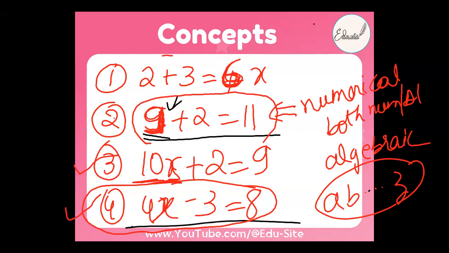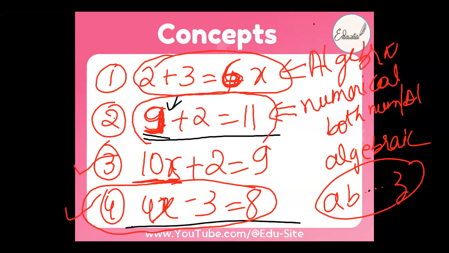Okay, what about this one? 2 plus 3 is equal to 6x. Is it an algebraic equation or numerical equation? It's algebraic. Yes, it's an algebraic equation. So this is how you recognize an algebraic equation from the numerical equations.